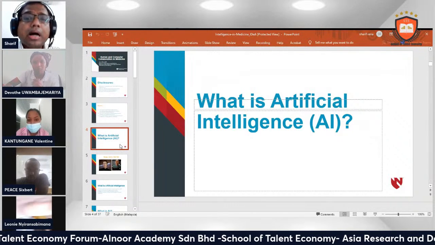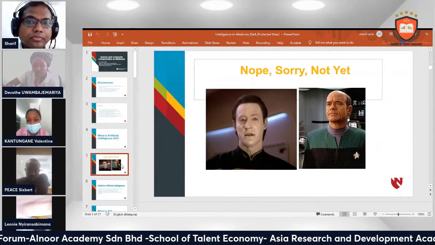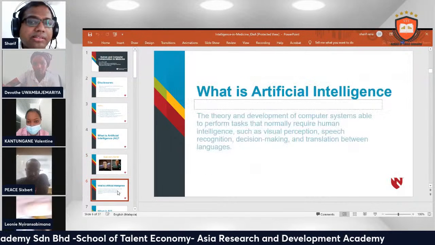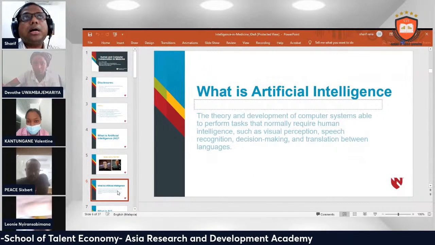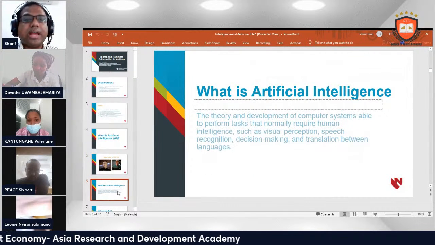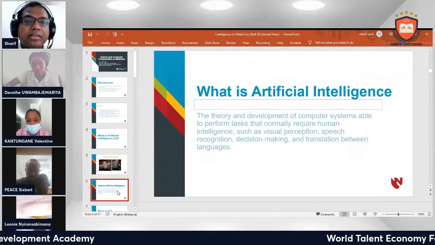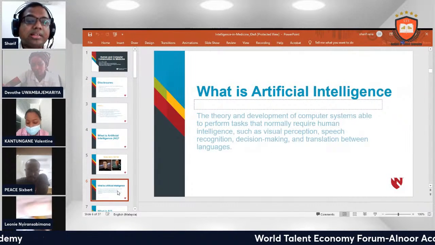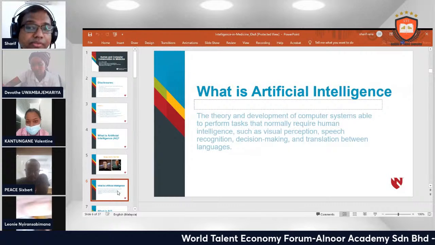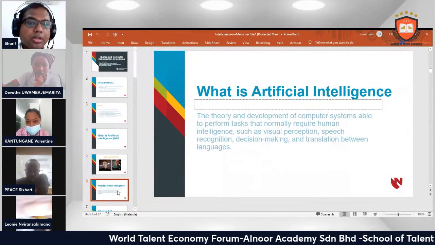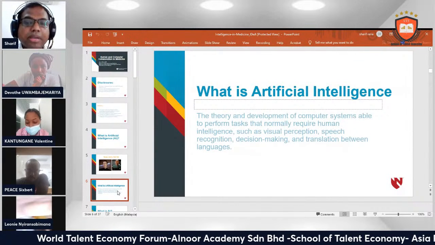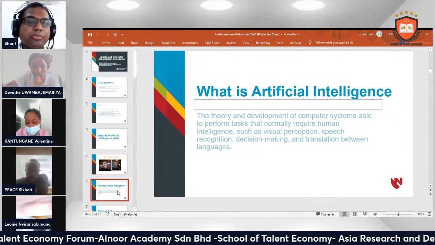So what is artificial intelligence? Do you know what artificial intelligence is? What is the concept of AI? It is the theory and development of computer systems able to perform tasks that normally require human intelligence, such as visual perception, speech recognition, decision making, and translation between languages.